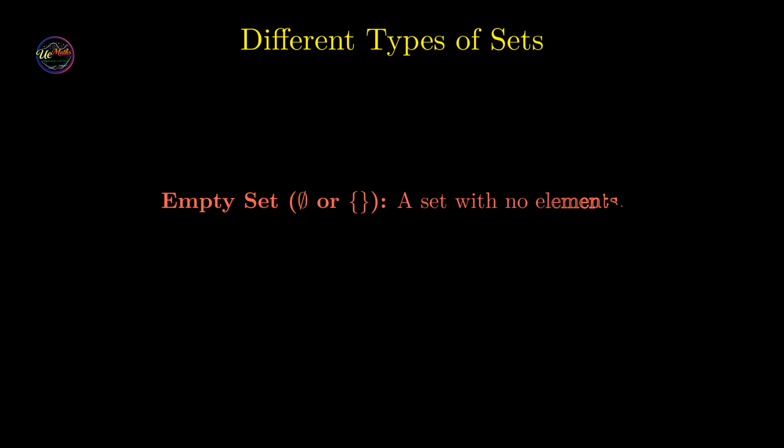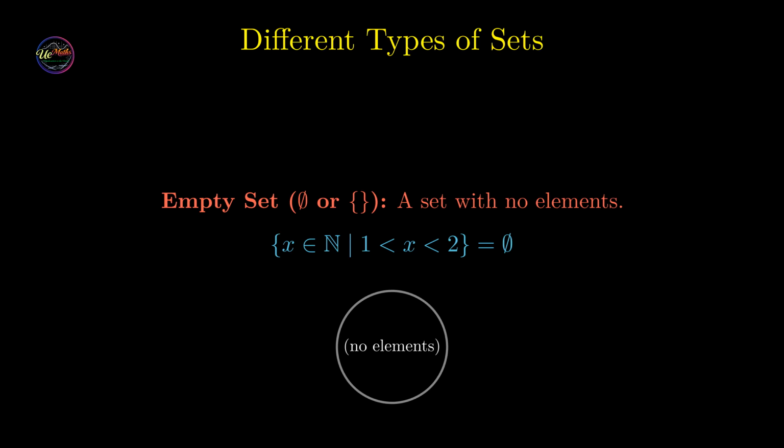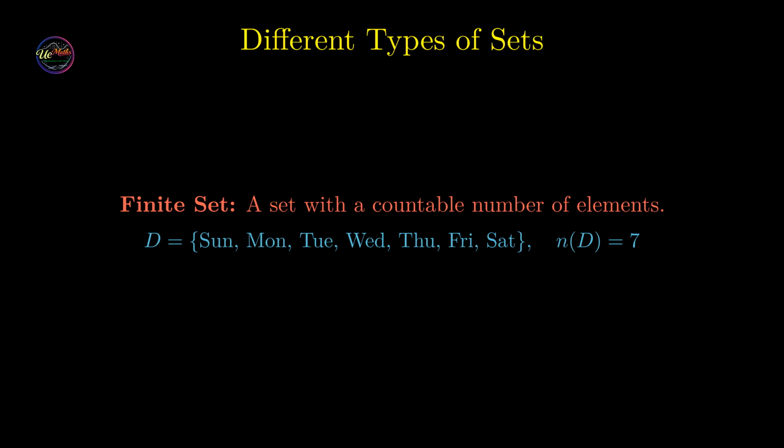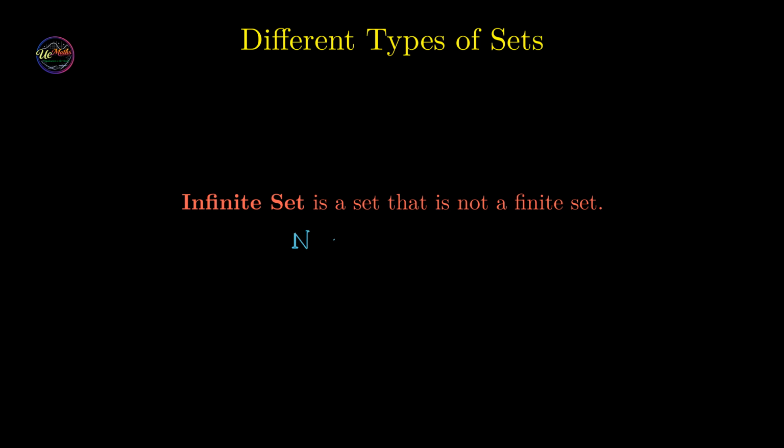An empty set, written as the empty symbol or curly braces, contains no elements. For example, the set of natural numbers strictly between 1 and 2 has nothing in it, so it is an empty set. A finite set has a countable number of elements. For example, the set of days of the week has exactly 7 elements. An infinite set is a set that is not a finite set. Infinite sets may be countable or uncountable. The set of natural numbers is a classic example of an infinite set.